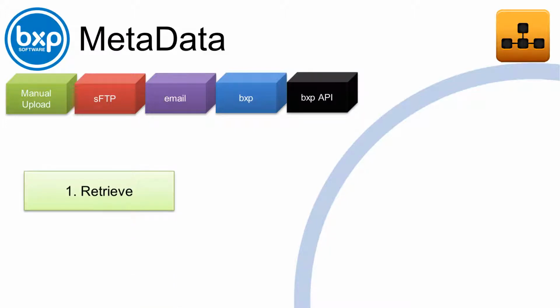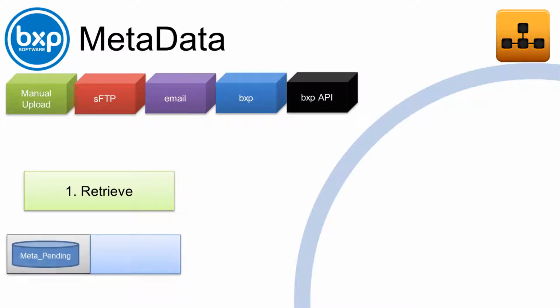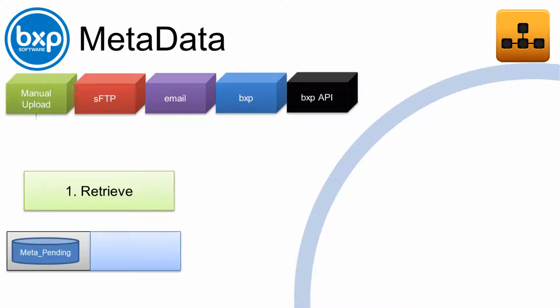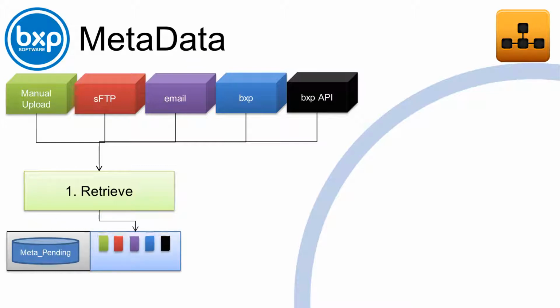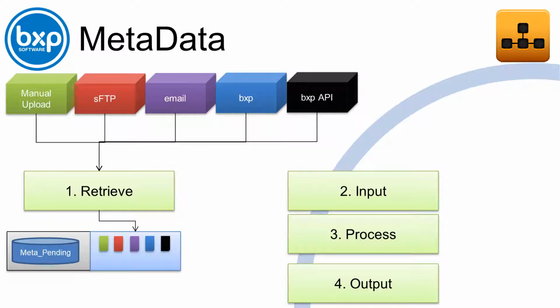Once all that data comes in, we're going to, first of 4 steps, retrieve the data. So we need a place to store it, and then all the data starts to flow in. So from all the different sources and all the different sites, the data comes in, and we put it into a temporary storage area. With all the data now ready to go, what we're going to do is use an input, process, and output sequence.